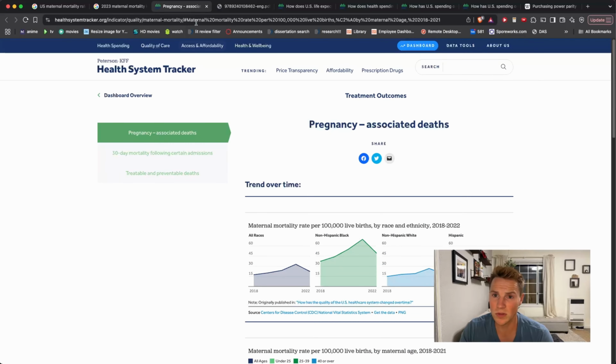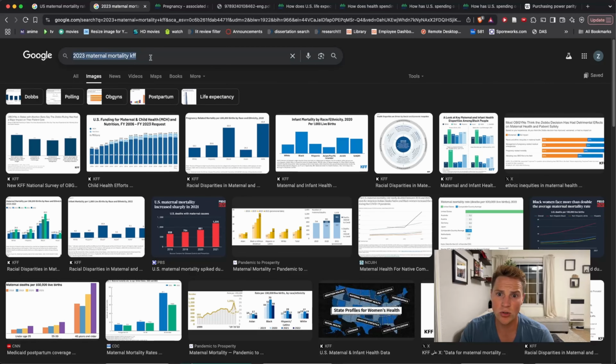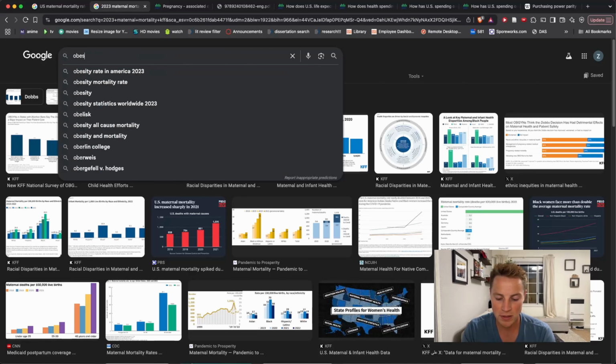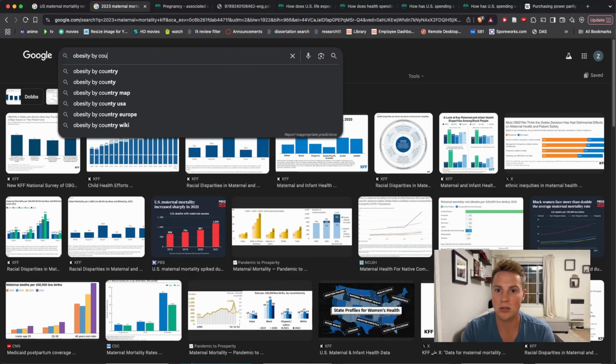But yeah, so all of this going back to this very crazy fact that the United States is spending so much money per person on our healthcare, and we have every metric showing that our healthcare system is not serving to make us healthy. Now, I believe we were talking about obesity, so let's just look up obesity rates. Obesity by country.